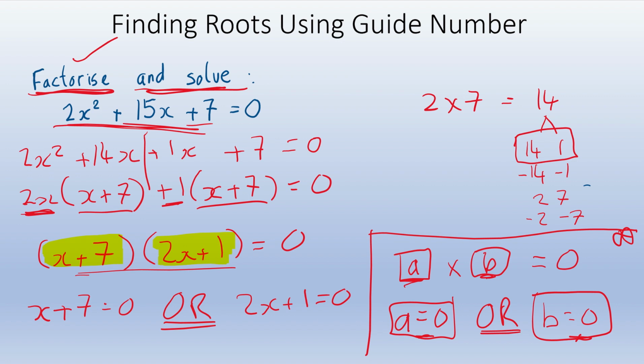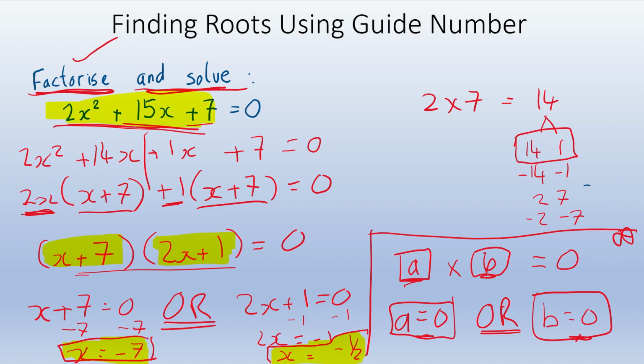So x plus 7 is equal to 0. If I take 7 away from both sides, I'm going to be left with x is equal to minus 7. And on my other side, if I take 1 away from both sides to isolate the x on its own, I'm going to end up with 2x is equal to minus 1. And if I divide both sides by 2, I'm going to end up with x is equal to minus a half. And I just about had enough room there. So x is equal to minus 7 or x is equal to minus a half is your answer. You've got two answers for this equation up here.